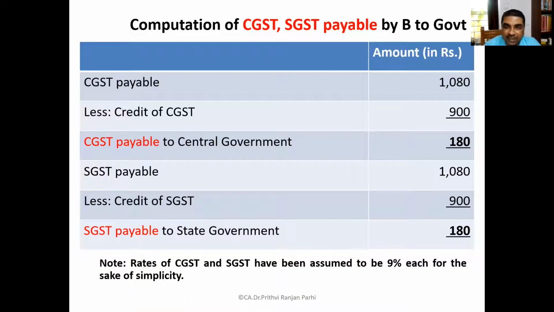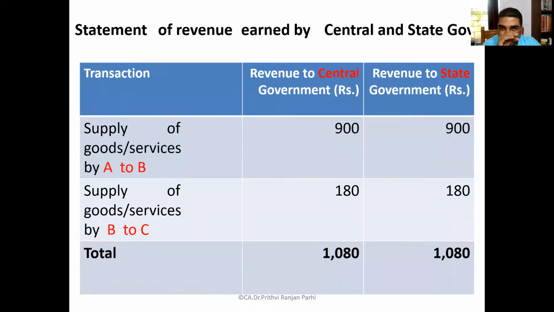Here the rates are 9%, 9%. So 180 rupees is to be paid in cash. Now we'll see how much is the collection of the government, how the government collects. Let us go to the government's collection.